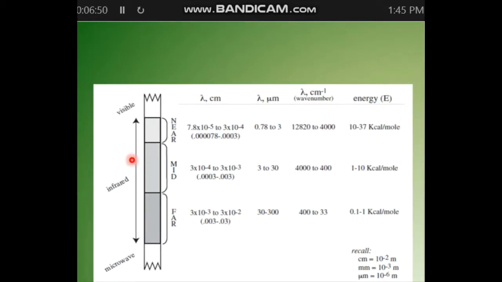The mid IR, approximately 4,000 to 400 cm⁻¹, is generally what we use for IR spectroscopy, and we use this to study the fundamental vibrations and associated rotational-vibrational structure. The far infrared, approximately 400 to 30 cm⁻¹, has low energy and may be used for rotational spectroscopy and low frequency vibrations.